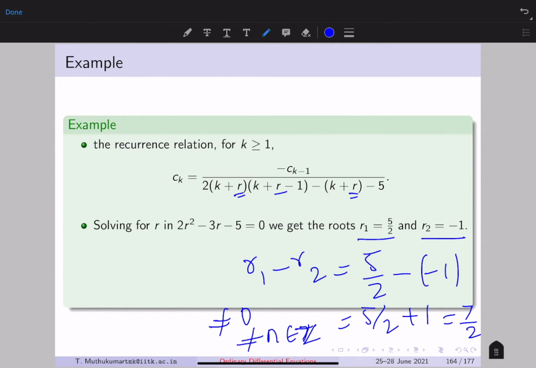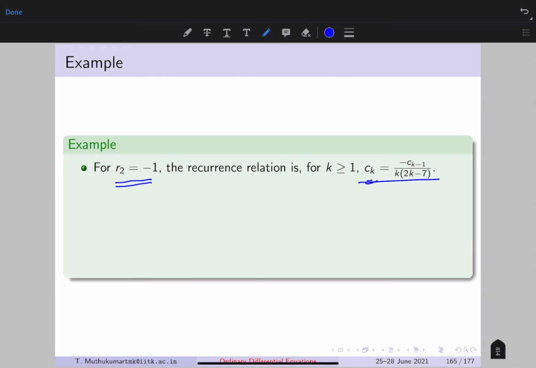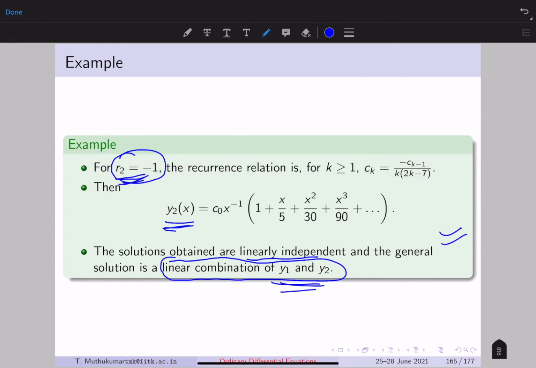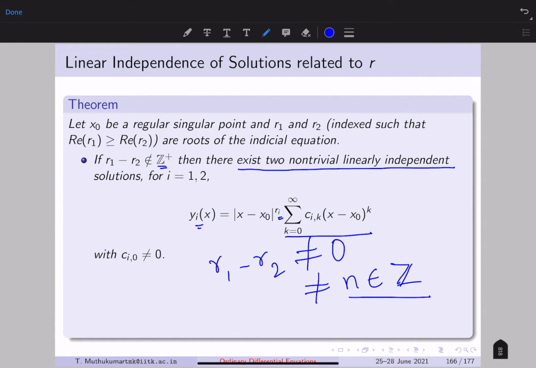So in this case, corresponding to each r you had one solution and they were linearly independent. That's what the theorem is telling you: if R1 minus R2 is non-zero and not an integer, then each r will give you a solution and both these solutions are linearly independent. That's situation 1.